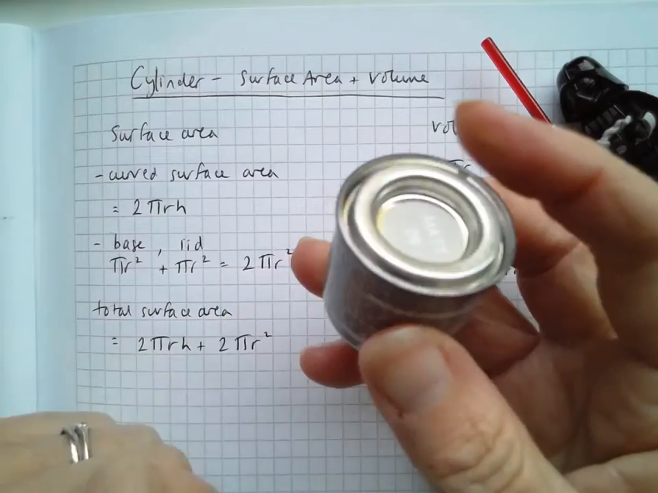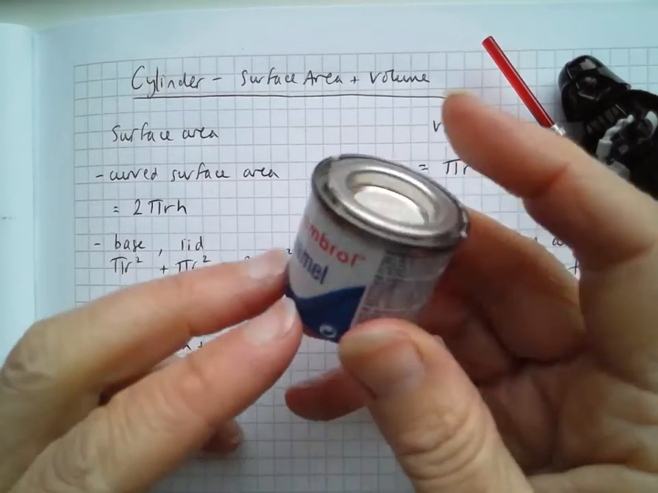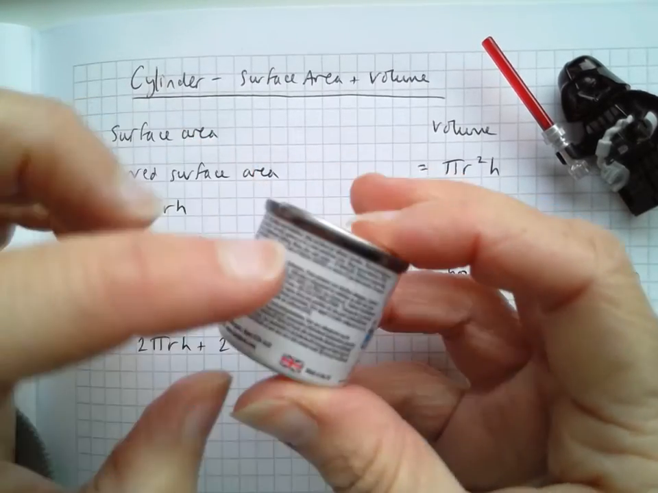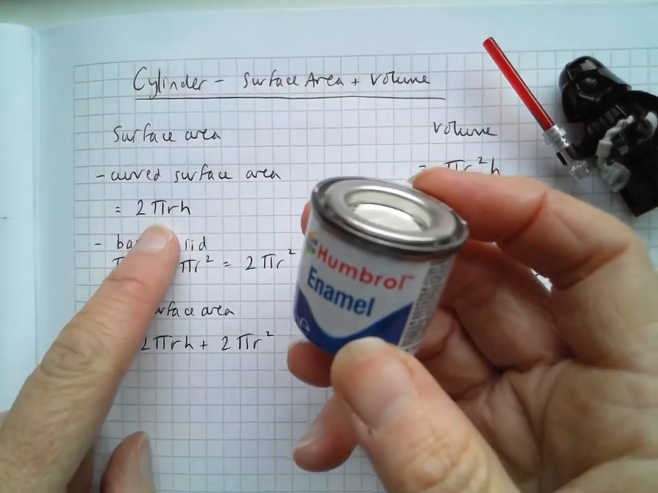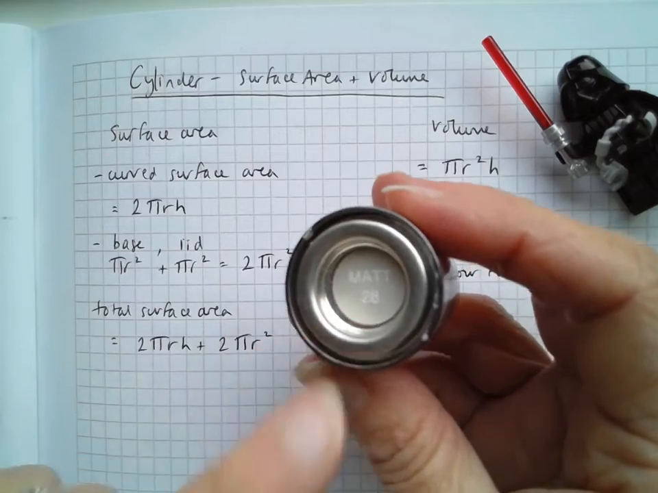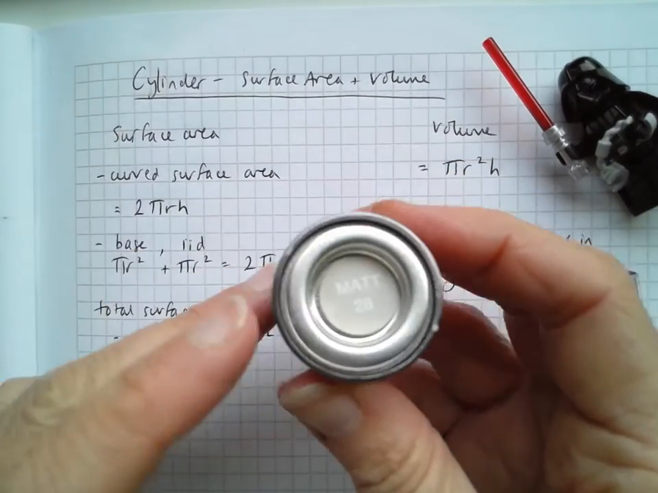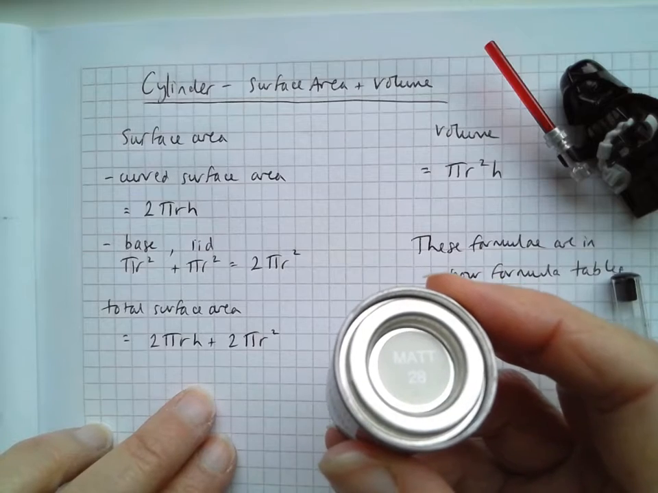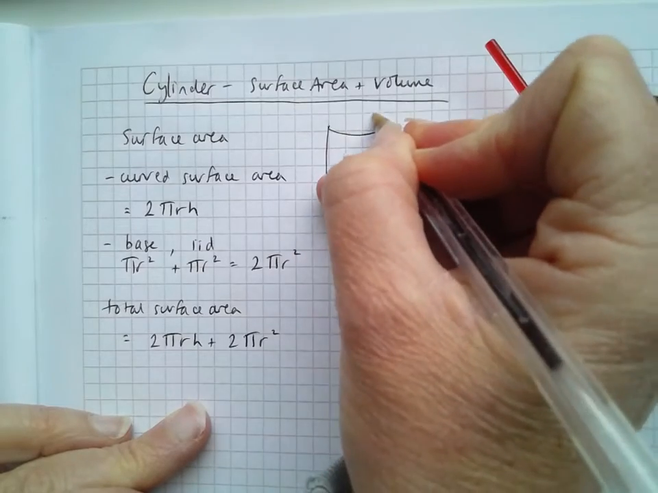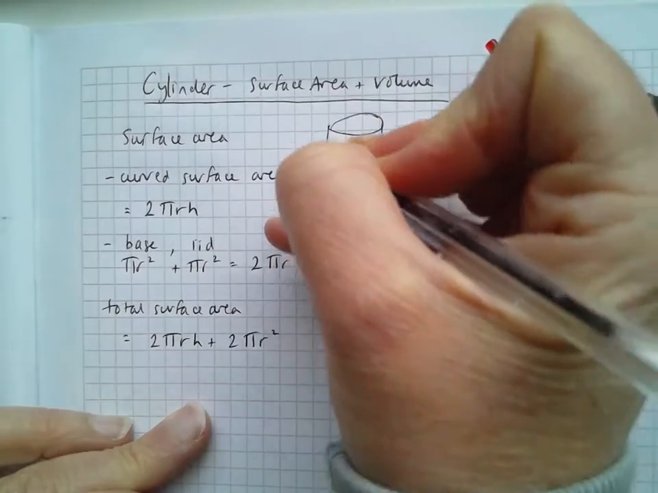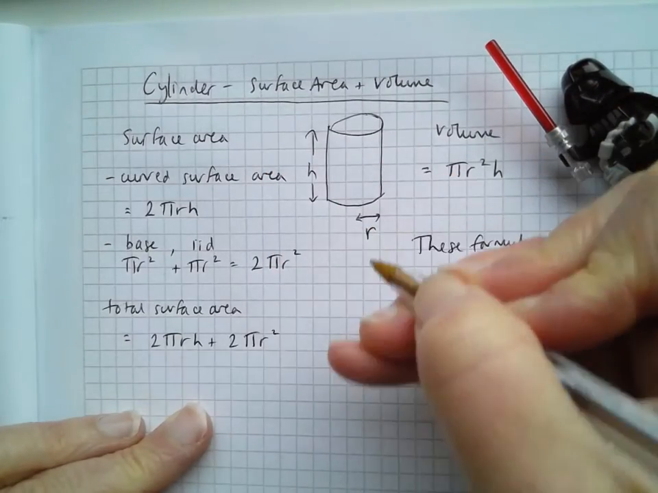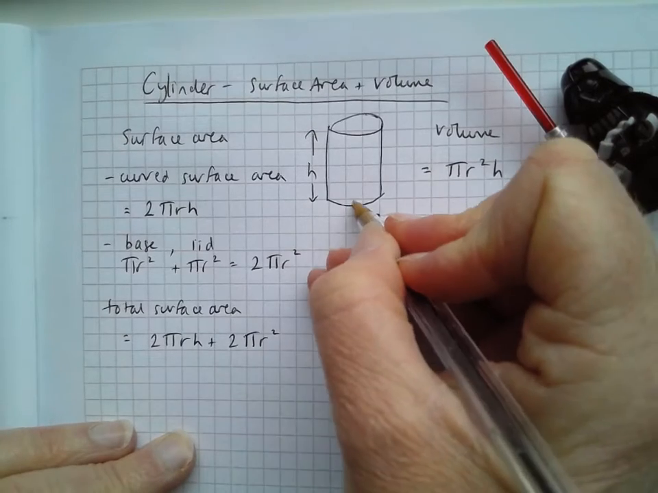So the total surface area of that tin of paint, if I had to wrap it in paper with no overlaps, would be the curved surface area, which is 2 pi r h, the base, which is pi r squared because it's a circle, and the lid, which is pi r squared because it's also a circle. So the total surface area would be 2 pi r h plus 2 pi r squared. Remembering that in this cylinder, this is the h, and this is the radius, the r bit, the distance from the center to the edge.